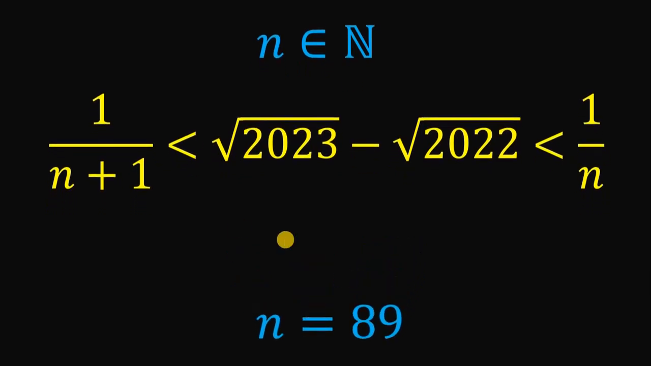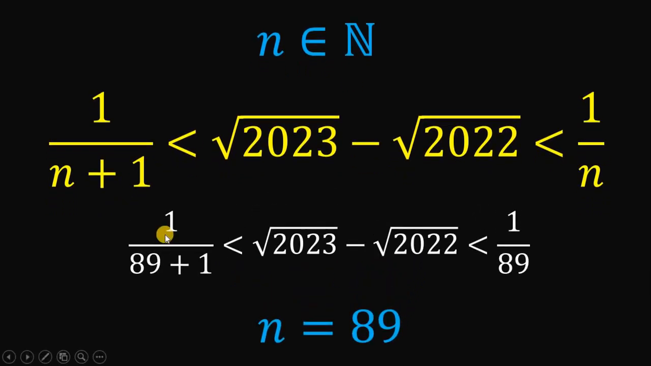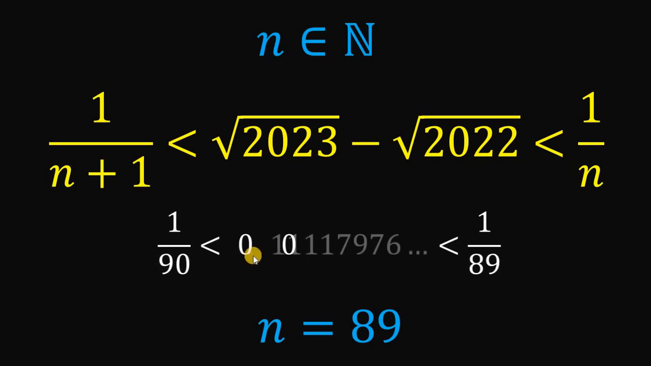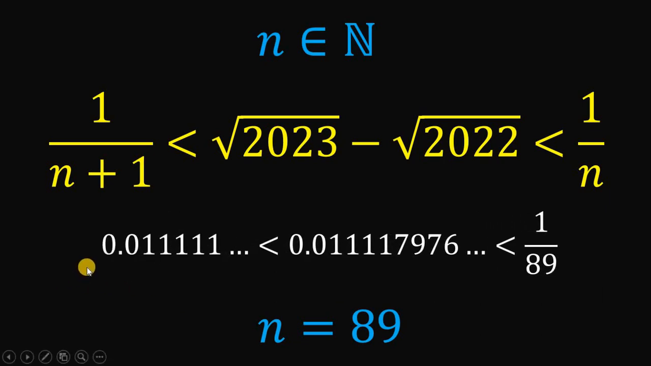Now, to do that, let n be equal to 89. So we have 1 over 89 plus 1 must be less than square root of 2023 minus square root of 2022, less than 1 over 89. Now, 89 plus 1, we know this is 90. Now, using our calculator, square root of 2023 minus square root of 2022 will give us 0.011117976 and so on and so forth. Now, how about 1 over 90? If we use our calculator, we get 1 over 90 is equal to 0.0111111 forever.